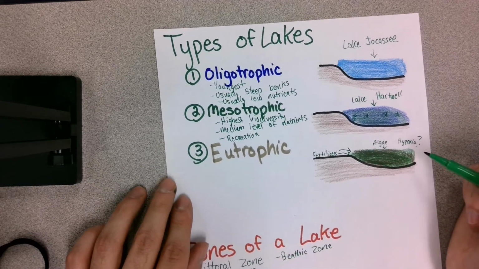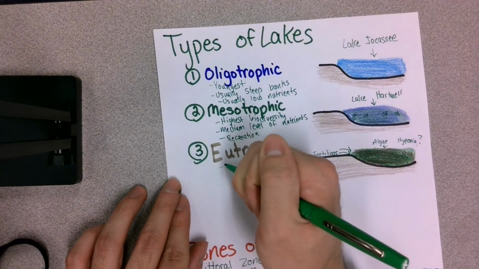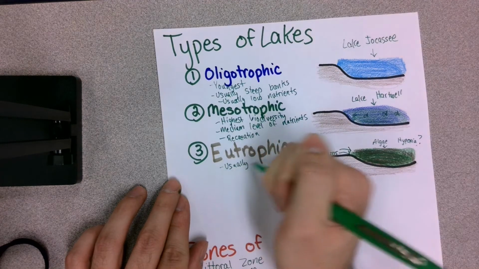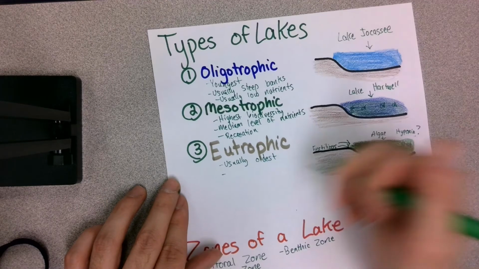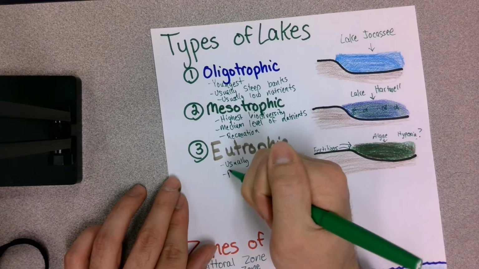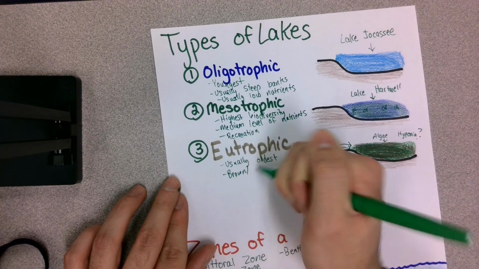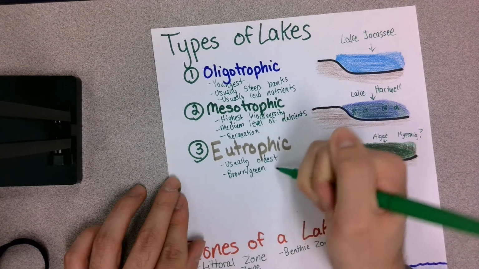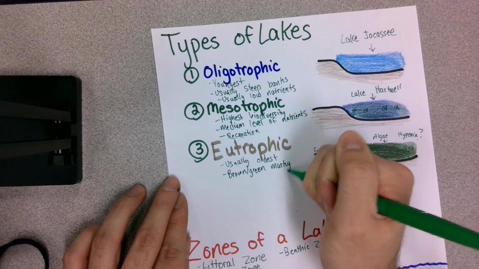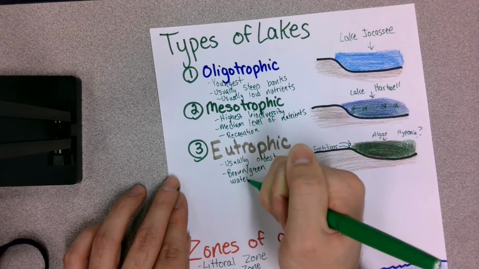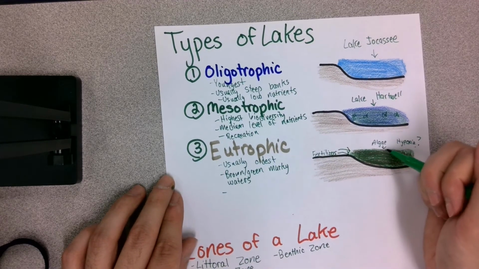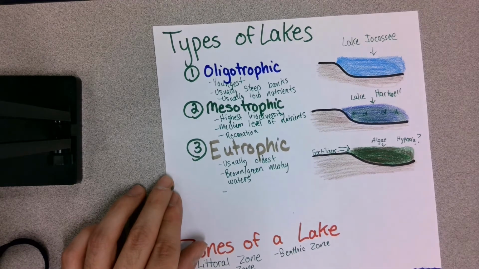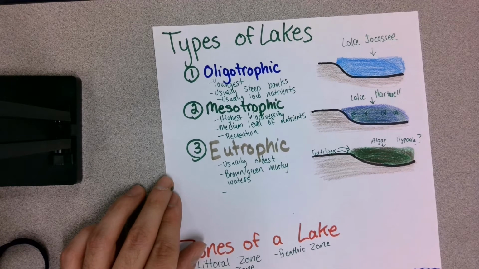Then we get down here to the eutrophic lakes. The eutrophic lakes are usually the oldest ones, okay? Usually oldest in terms of time, or geological time or whatever. Usually these have brown, green, murky waters, okay? These are the ones you usually don't want to swim in, and a lot of times they have a lot of algae living in them. We'll talk about eutrophication and cultural eutrophication in a second.